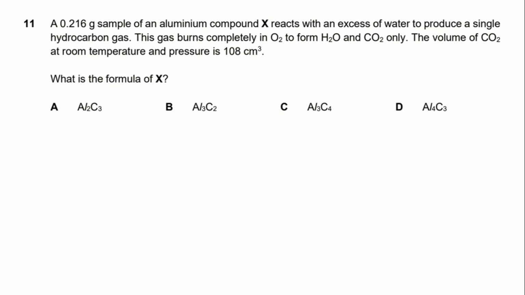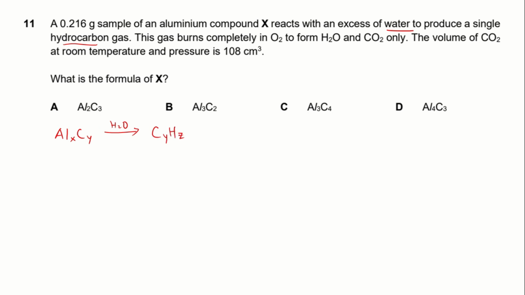In this question, there's an aluminum carbide, which we don't know the formula. So I'm going to put the formula as AlxCy. This aluminum carbide will react with water to form a single hydrocarbon gas. Okay, reacts with water, form CyHz.